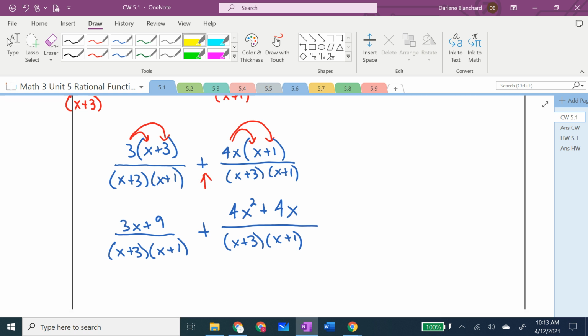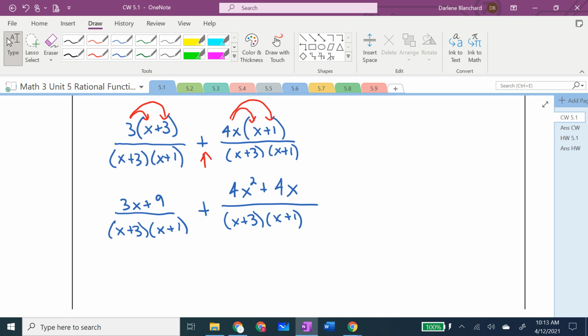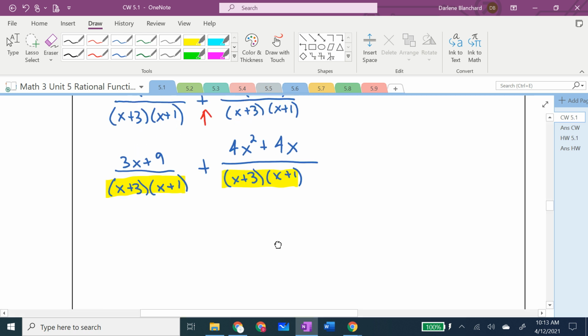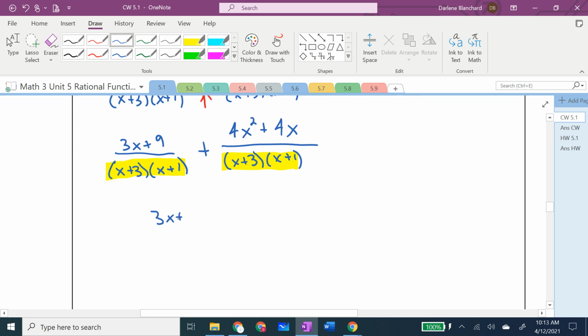Now, it's going to be a little bit easier for the next step. Once the denominators are identical, you're able to just keep that denominator and add the numerators. So 3x plus 9 is going to add with 4x squared plus 4x, but the denominator that is shared is just kept. Now, how do we add polynomials in that numerator?